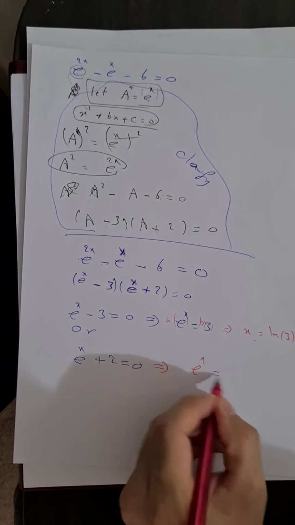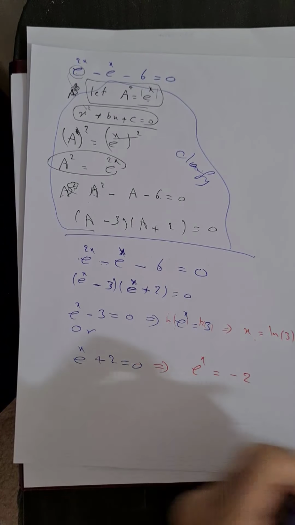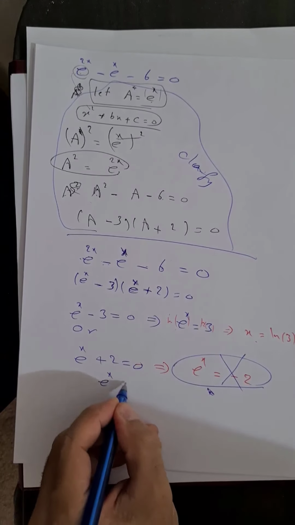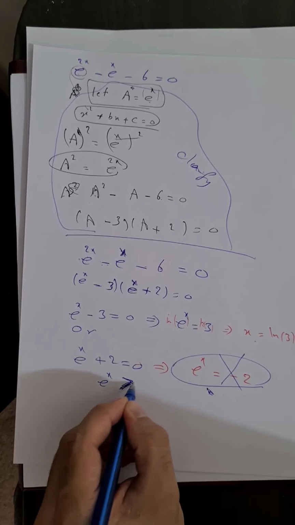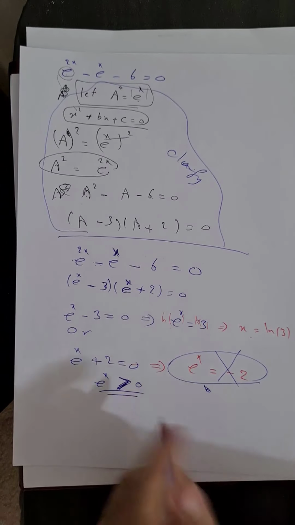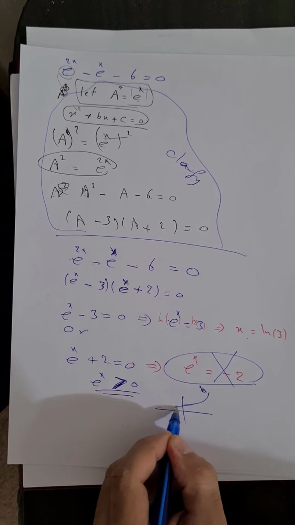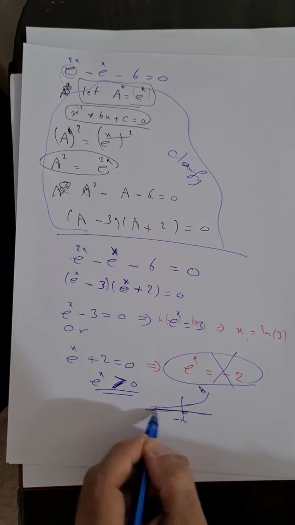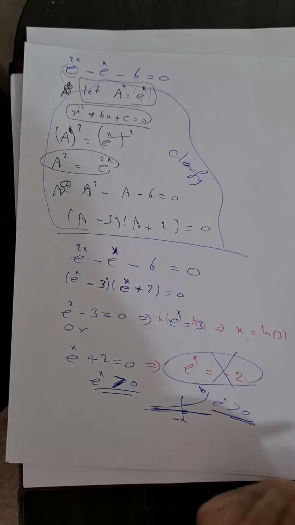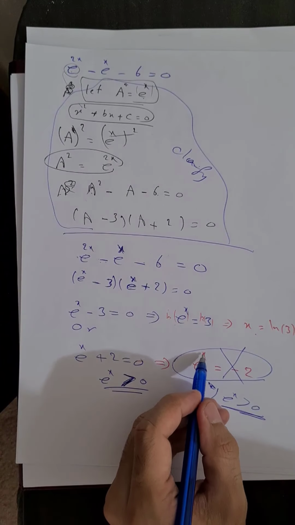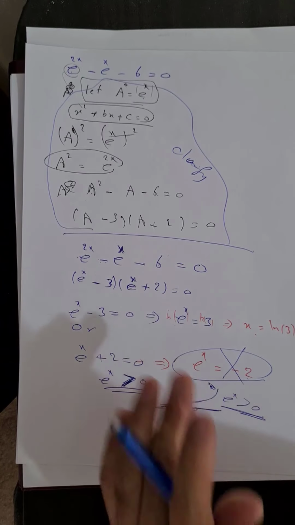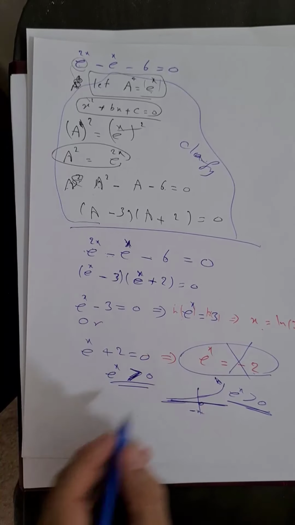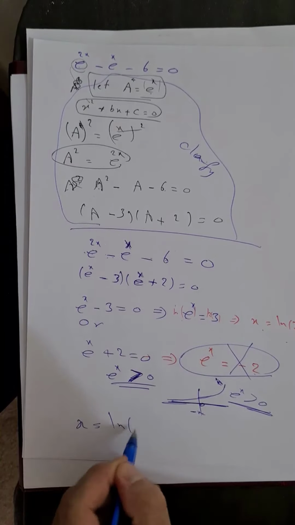Now I have e to the power x is equal to minus 2. So I say this one we will leave. Why? Because e to the power x should be greater than 0. The value of e to the power x should be greater than 0. You can imagine the graph. Here you cannot get a negative value or even 0. That's why we say e to the power x is always greater than 0. So if in any example you face e to the power x equal to minus 2, maybe you made a mistake, or this is not our solution. So our solution is x is equal to ln of 3.